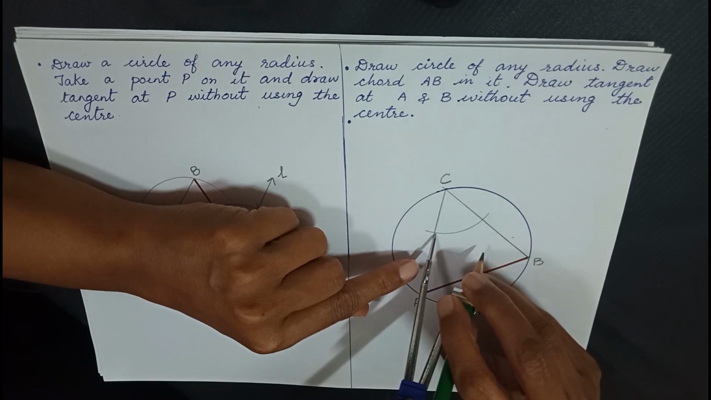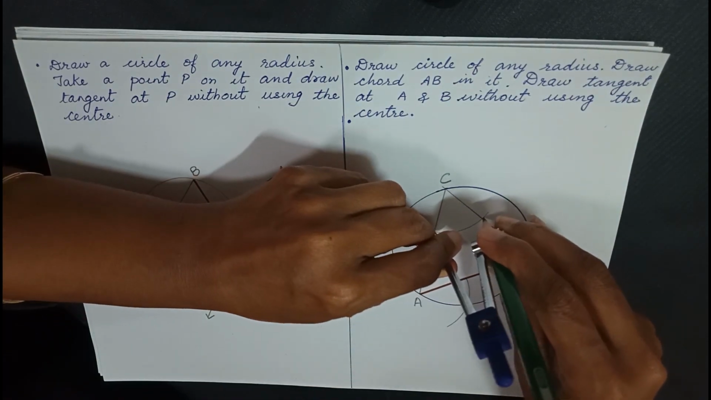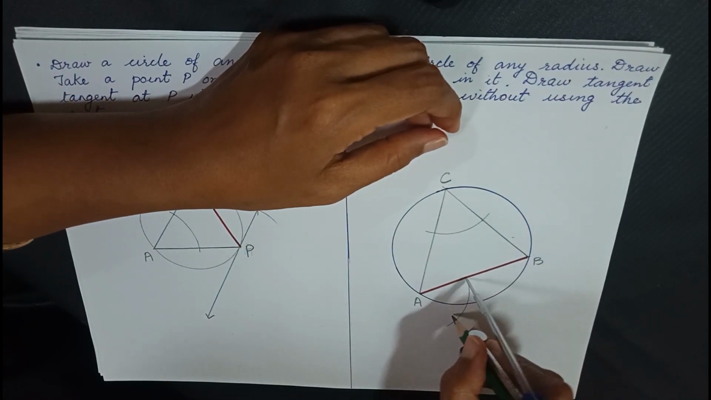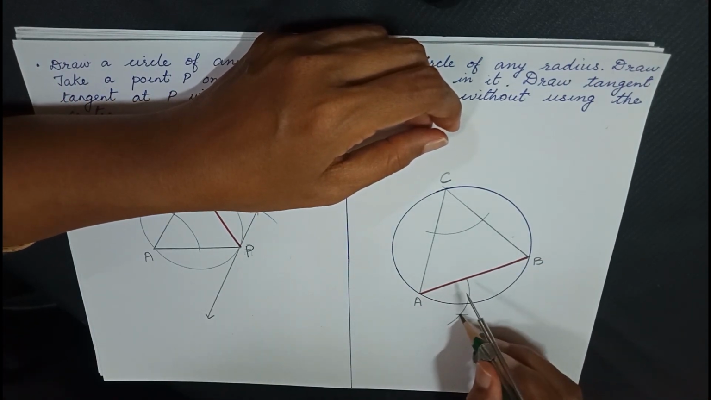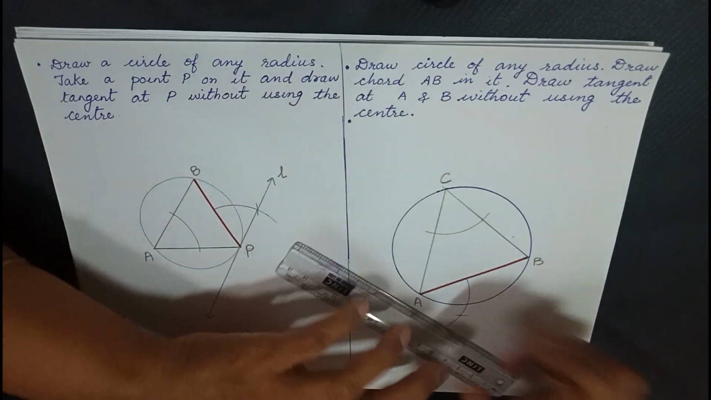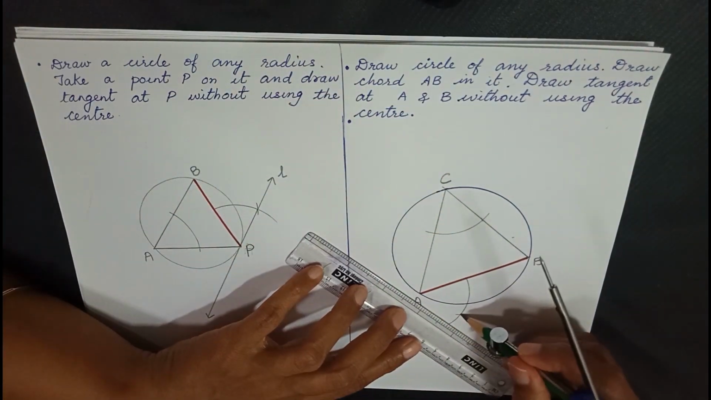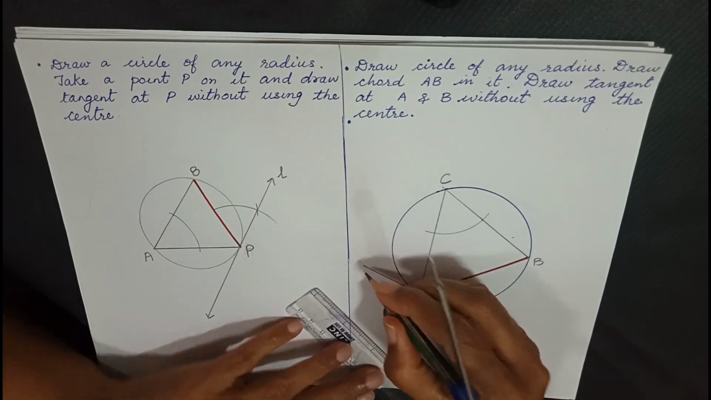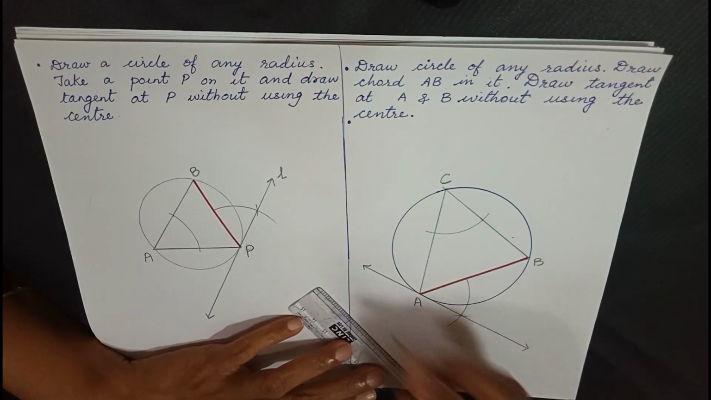Next, keep the pointer on one point, pencil on the other. We have measured it. We keep it on this and cut a point. So we got one more point along with A. So you see we have 2 points and we can draw our tangent at point A. So I got my first tangent at A.